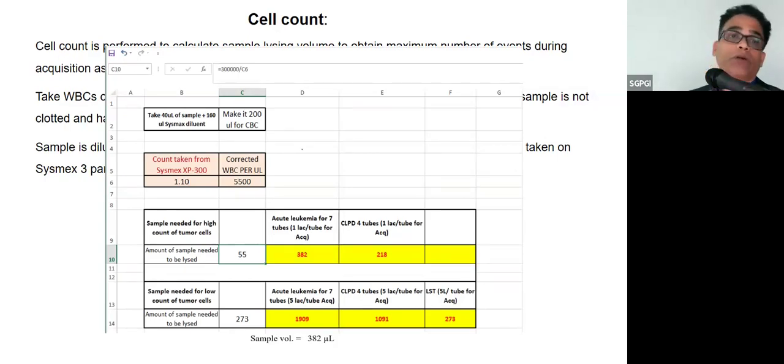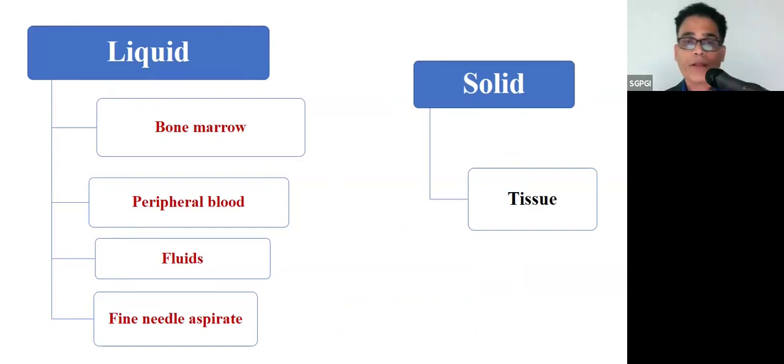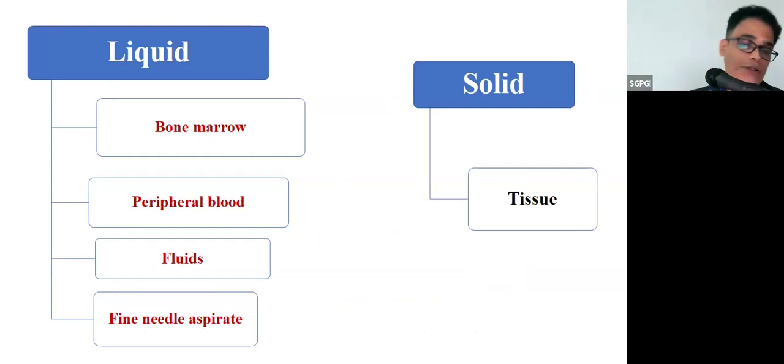So it's very easy to calculate. You just put in the cell count obtained from the 3-part counter and you will get, based on the panel type, how much sample you have to lyse. That will save your time and make it error free. The types of sample we handle: liquid samples are bone marrow and peripheral blood, then fluids, fine needle aspiration, and solid tissue also. And we work on plasma to analyze cytokine levels using the CBA assay on flow cytometers for all the interleukins, TNF alpha, gamma, all things like that.